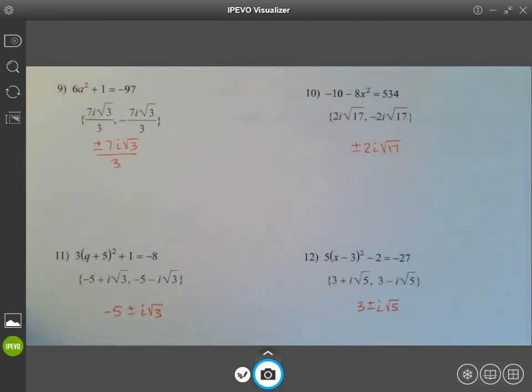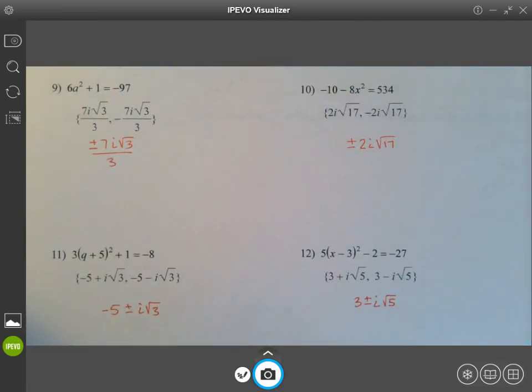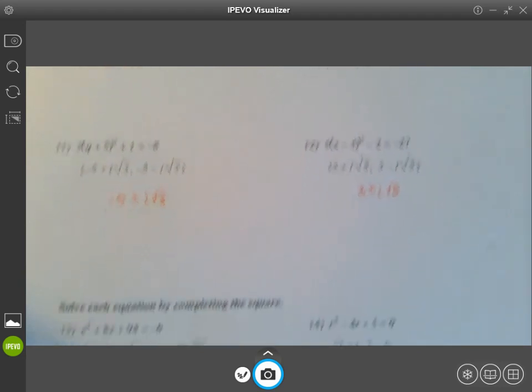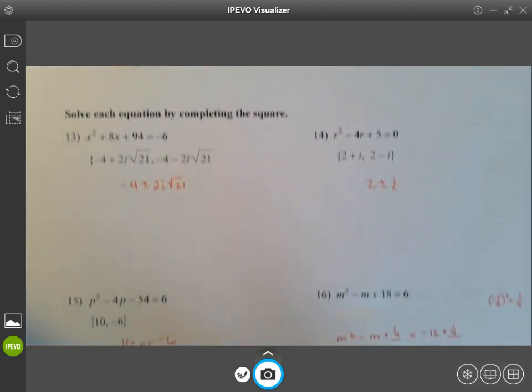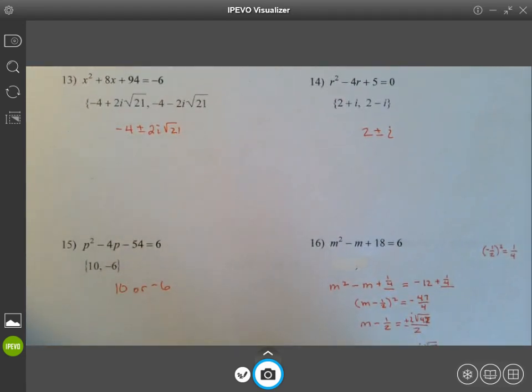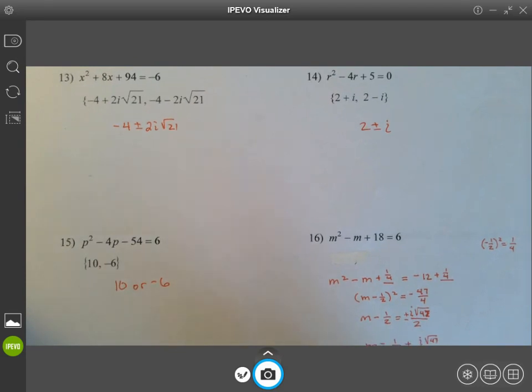All right, a couple more with square roots. So what they have is two separate answers. I put it together with the plus or minus. And then we jump into completing the square, which was a nice review of completing the square. Some more practice with it.